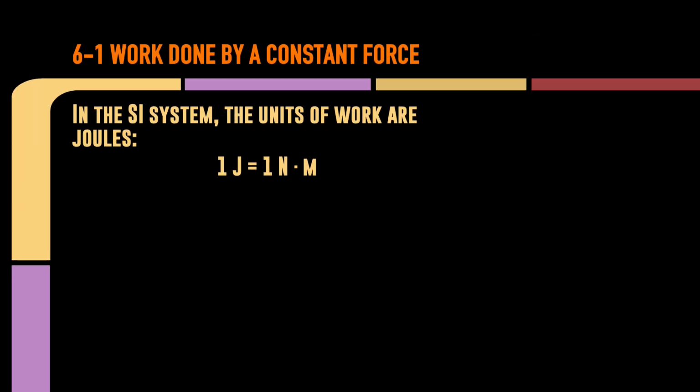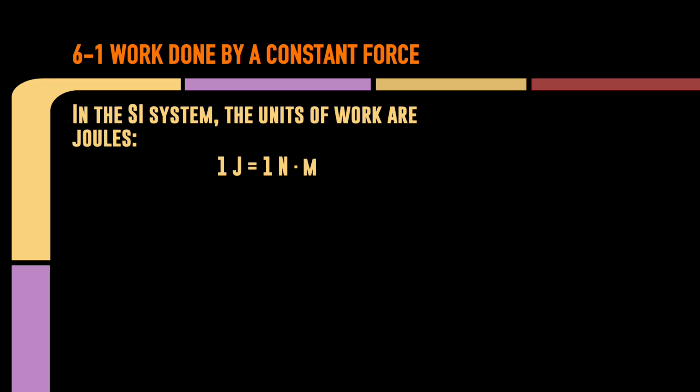So in the SI system, the units of work are joules. A joule is 1 Newton times a meter. And if you also notice, energy is also in joules. So work is energy, energy is work, and both are labeled in joules.